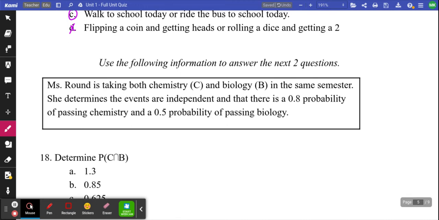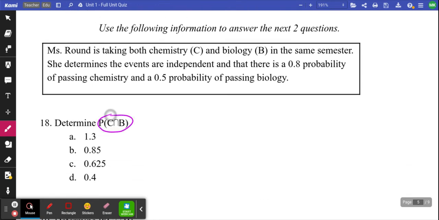Use the following information to answer the next 2 questions. Miss Round is taking both chemistry and biology in the same semester. She determines the events are independent, that there's a 0.8 probability of passing chemistry and a 0.5 probability of passing biology. Determine this. That means you pass chemistry and biology. We know and means multiply. So we do chemistry times biology. Throw that in your calculator, and you should get 0.4.